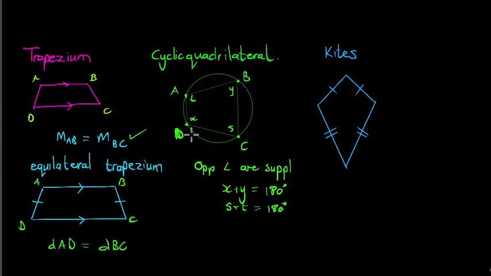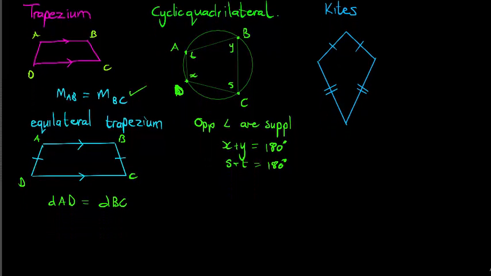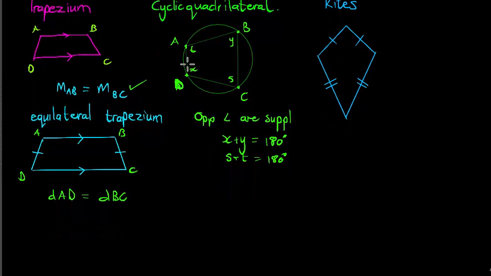To prove that something is a cyclic quadrilateral is actually quite a process, because I'll have to get the angle of A and add the angle of C. If it gives me 180 degrees, it is a cyclic quadrilateral. So I don't have to show the other two as well. If any two opposite angles add up to 180, it's a cyclic quadrilateral.